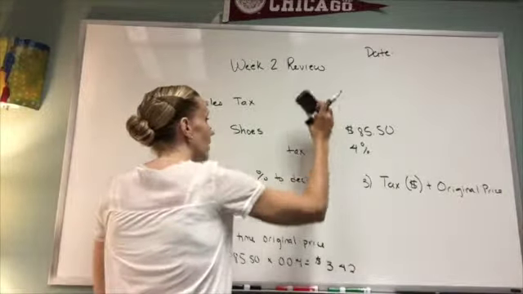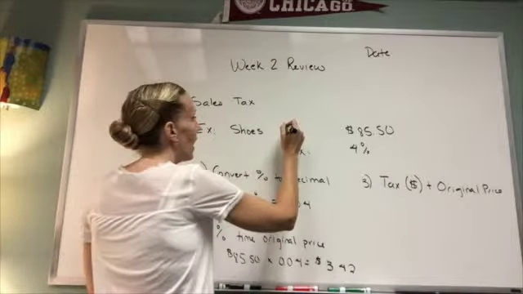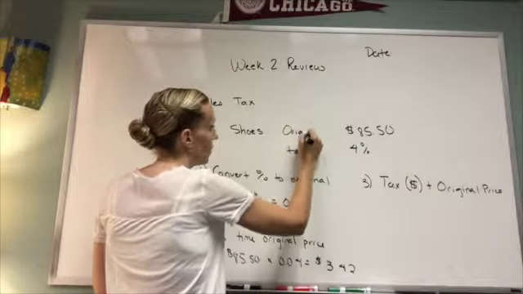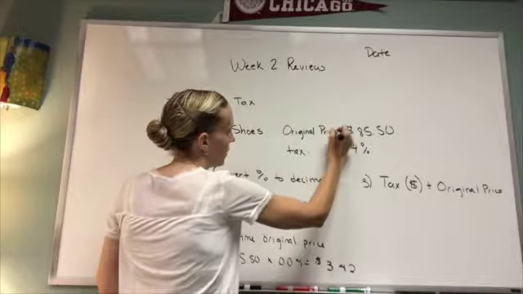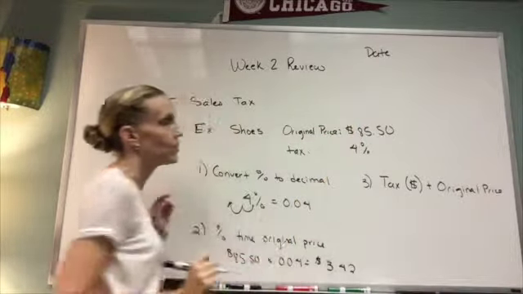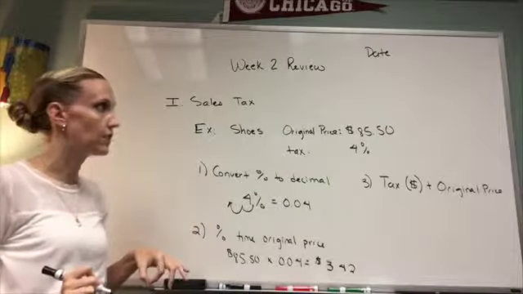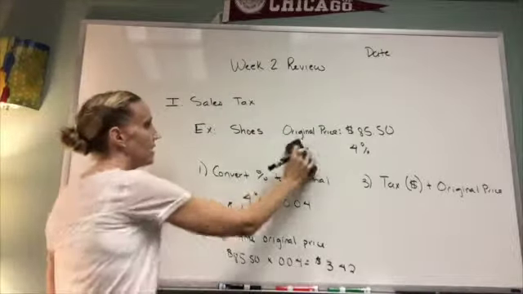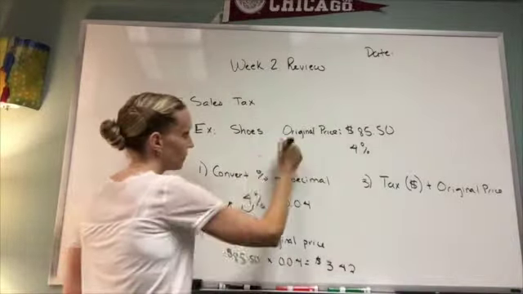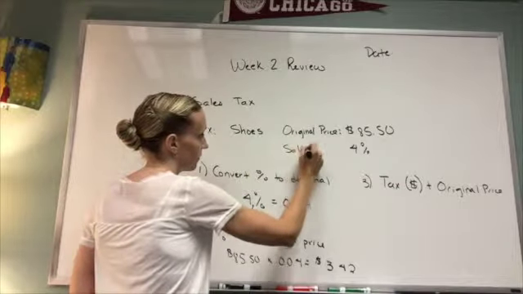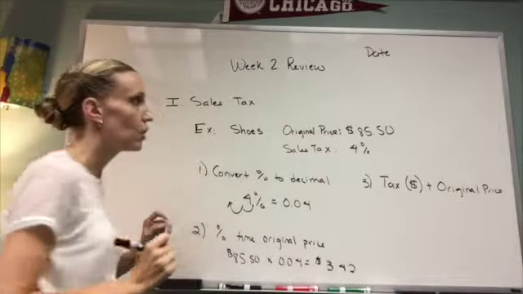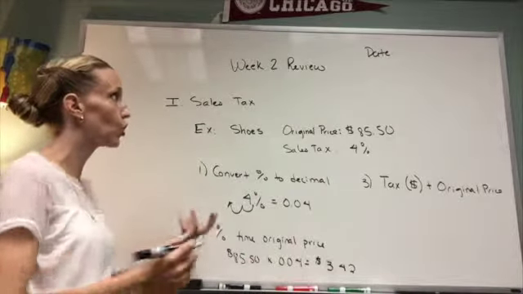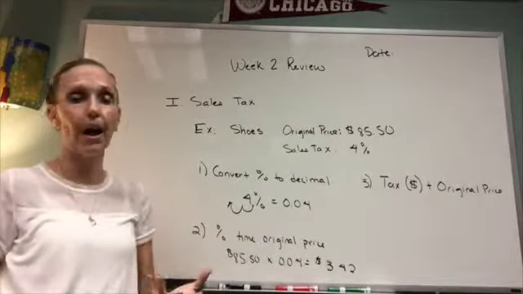And instead of saying sales cost, let's put original price. And that our original price was $85.50. But we had a sales tax of 4%. So how do we determine the total cost of what you need to pay?